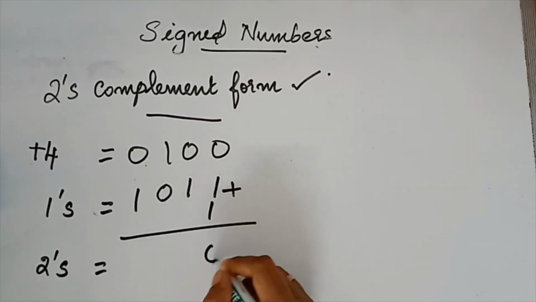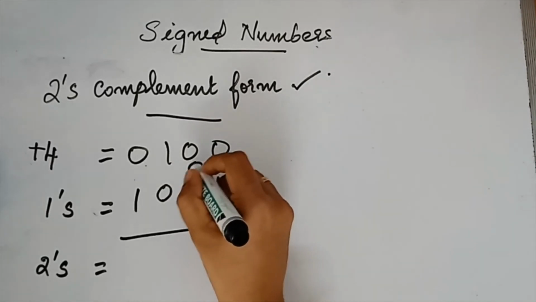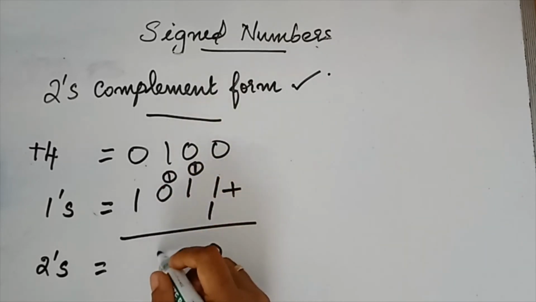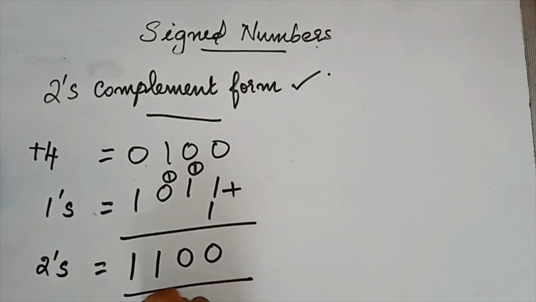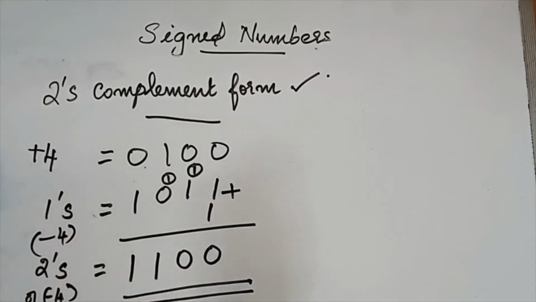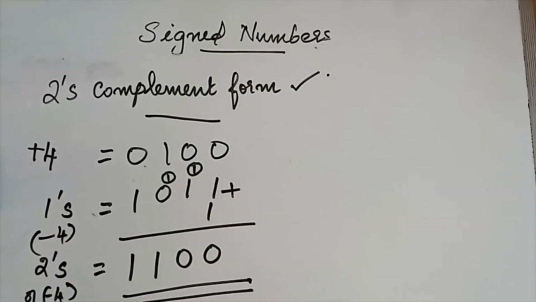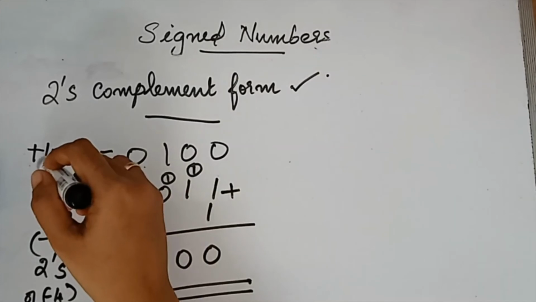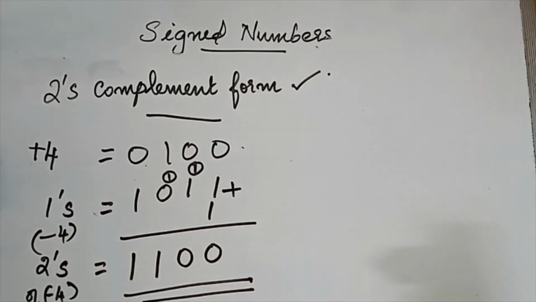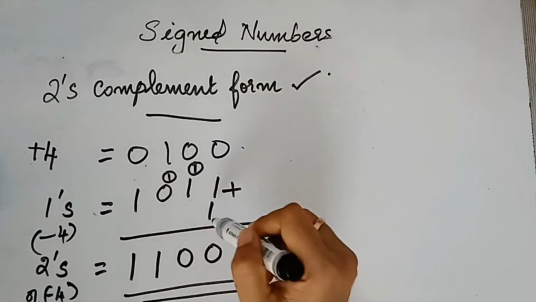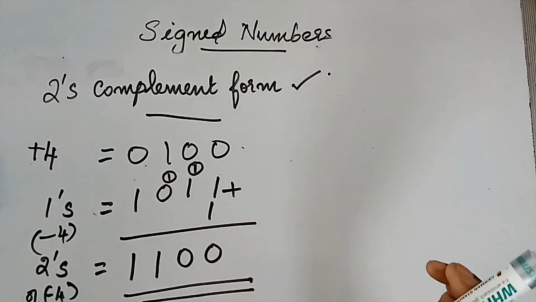So 1 plus 1 is 0, carry 1. 1 plus 1 is 0, carry 1. 0 plus 1 is 1 and 1. So this is the 2's complement form of minus 4. So if you want to find the 2's complement form of any negative number, first write the 2's complement form of its positive number. Then complement each bit. Then add 1 to the answer.